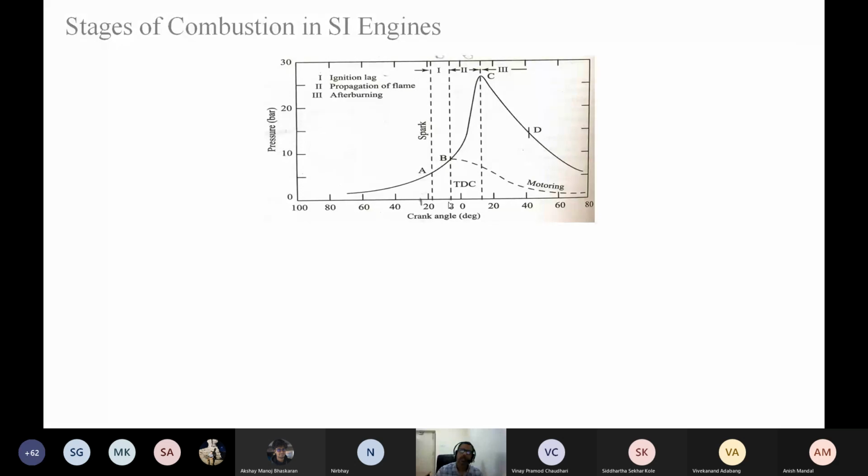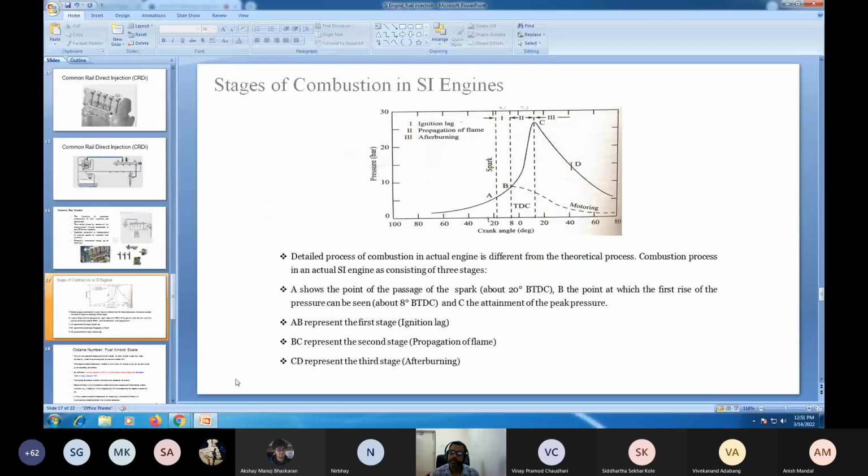Think about that. Yes, obviously it is going to change, because when the mixture is reaching towards the top dead center, what will happen? Its thermodynamic condition is going to change. The pressure and temperature will be higher at 10 degrees before top dead center than at 20 degrees before top dead center. In that condition, when you are giving the energy, what will happen? The mixture will ignite in a shorter duration compared to if you are igniting it much before the top dead center.